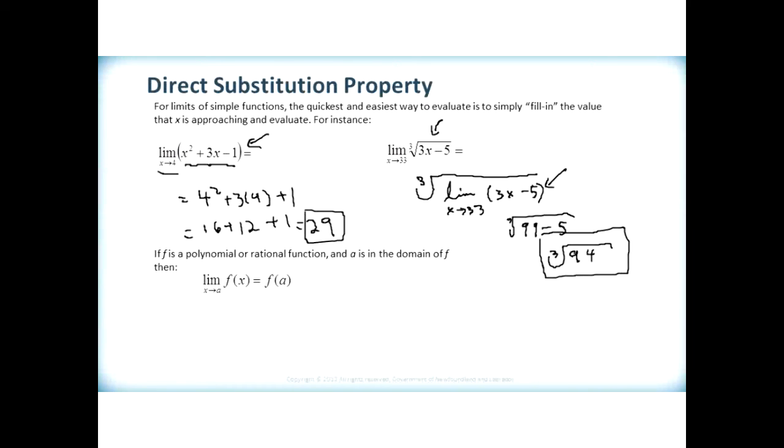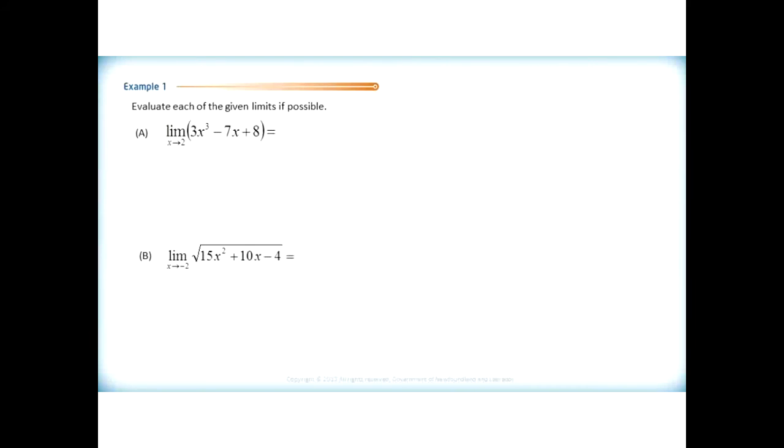So there's a little note here that says if f is a polynomial or rational function, and a is in the domain of f, then very simply put, fill in the value of a, and you're in good shape. And the same thing works for radical functions, not just rationals and polynomials. Okay, so now let's jump on to our first example, and we're asked to evaluate each of the given limits if possible.